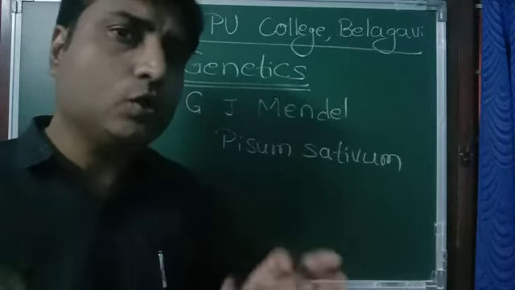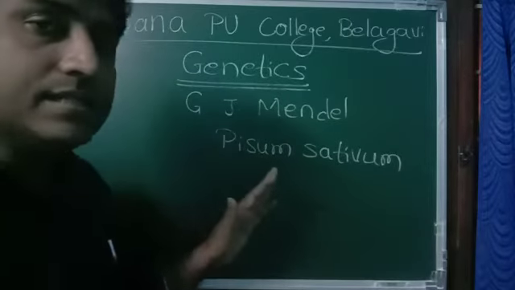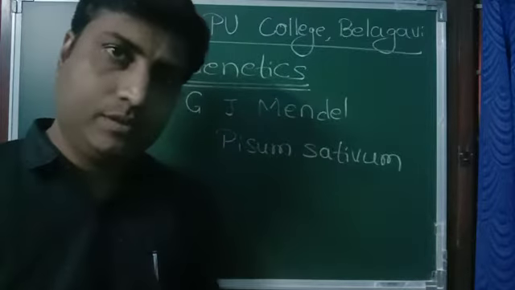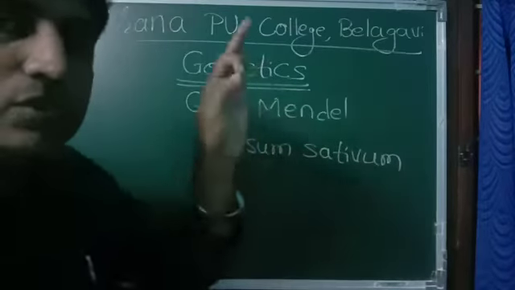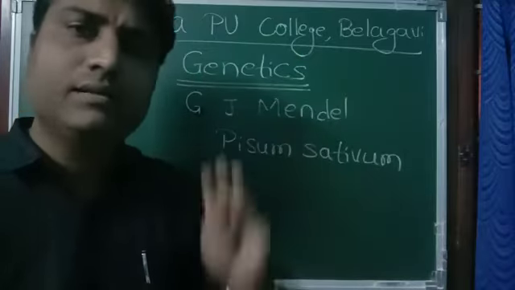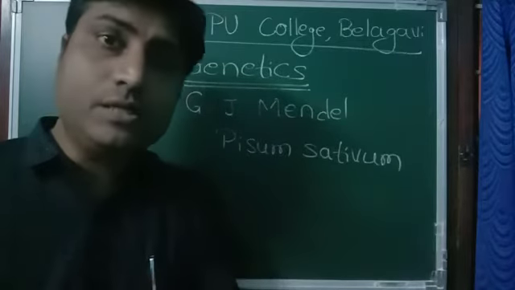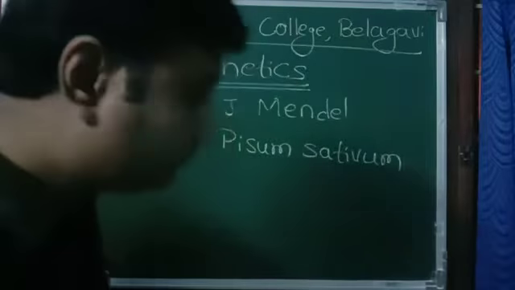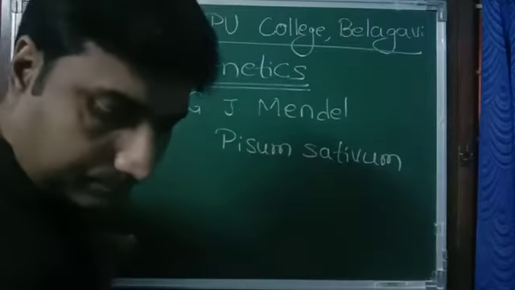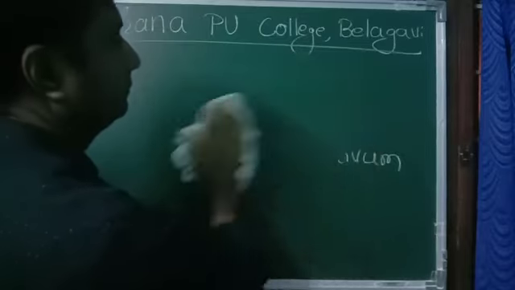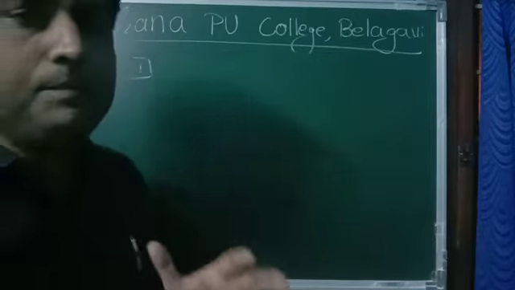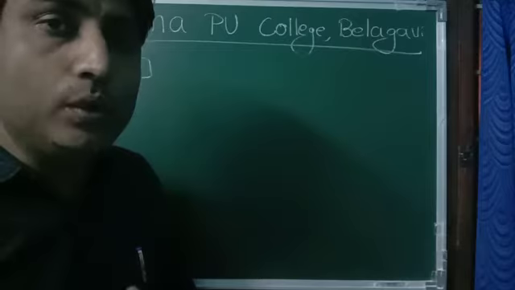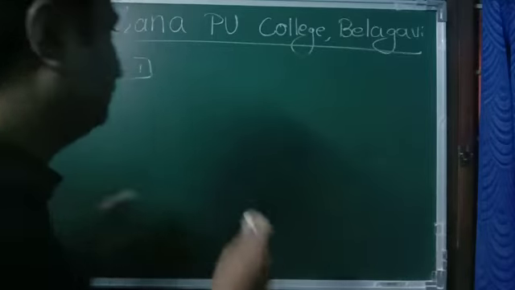Now first of all the question comes, why did he select the pea plant for his experiment when there were so many other plants? What made him select Pisum sativum only? There are some reasons. Let us make a list of those reasons. Reason number 1: these garden pea plants can be easily grown in the field or in the pot.